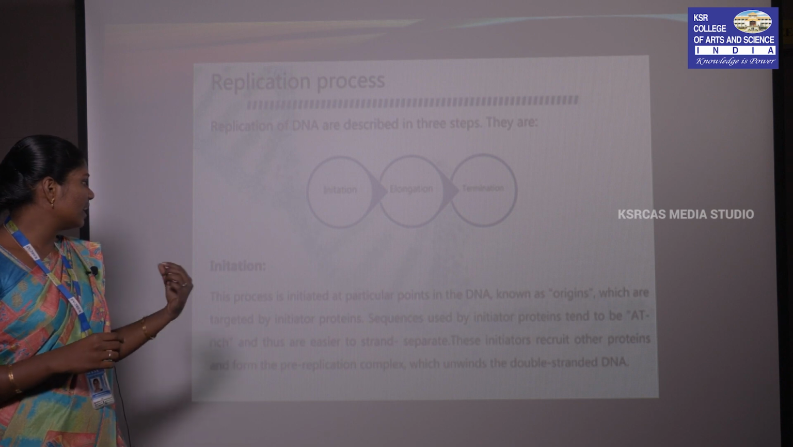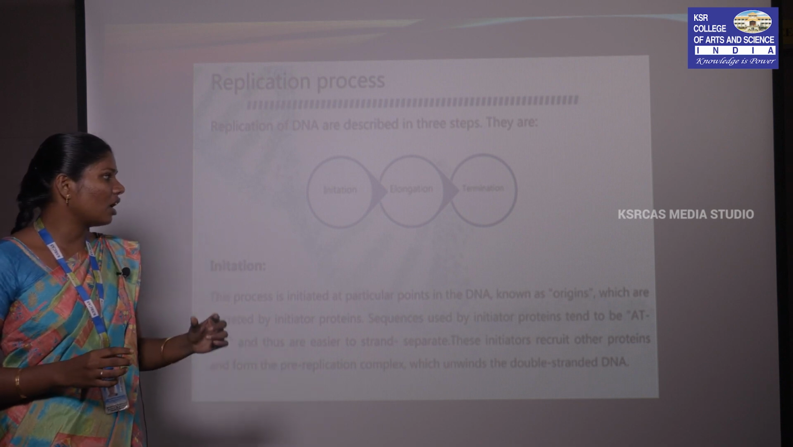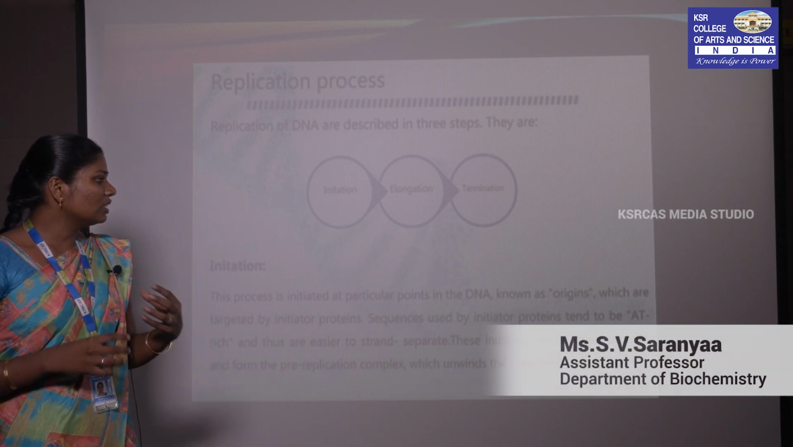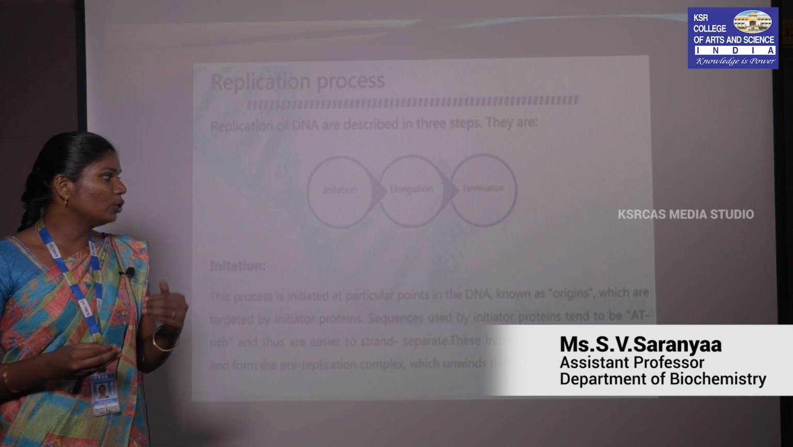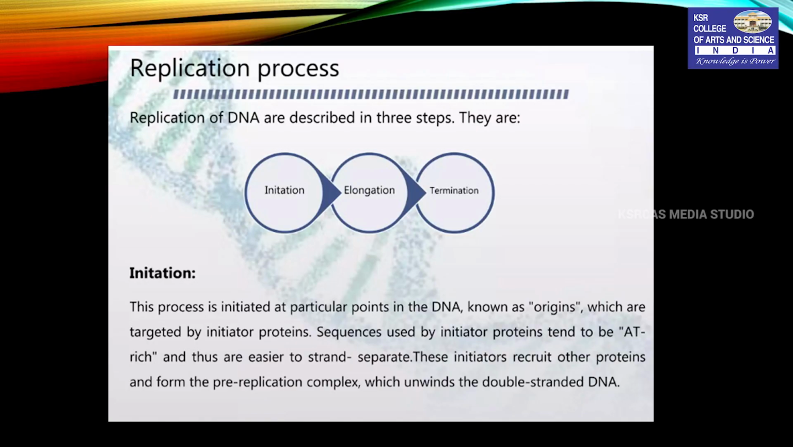First, initiation. The process is initiated at a particular origin, which is targeted by an initiator protein. Sequences used by the initiator protein tend to be AT-rich sequences, which are easier to separate. These initiators recruit other proteins and form a pre-replication complex, which unwinds the double-stranded DNA.